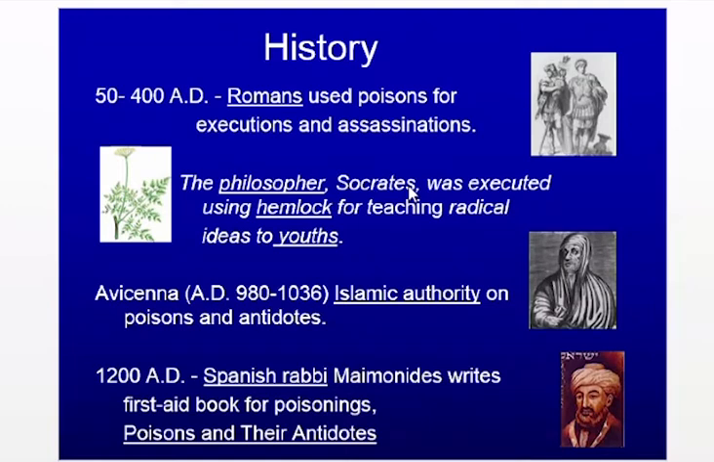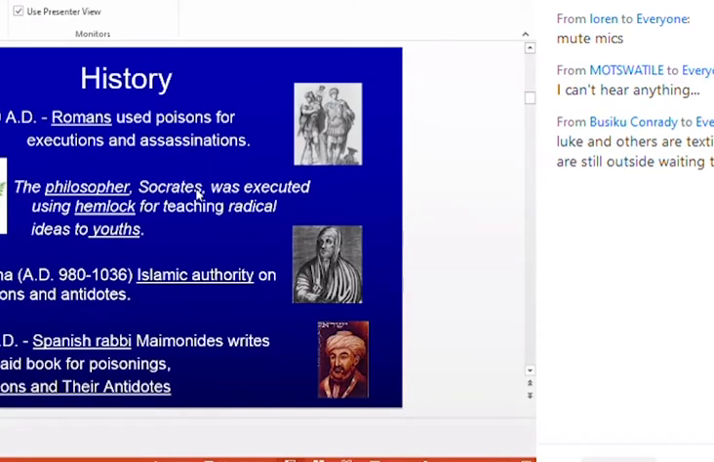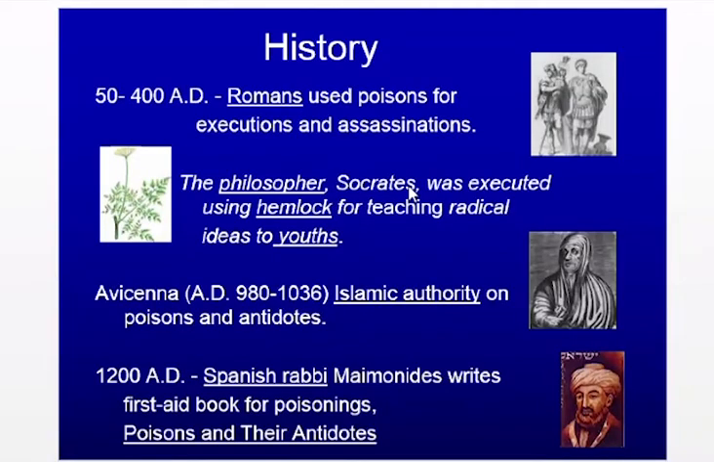The philosopher Socrates was executed using hemlock. This is because, as a philosopher, he influenced a lot of youths during his time. He was teaching radical ideas to the youths, and so the government was not happy with him. In those times, it was a hemlock plant that they used to execute him. So you can see that poisons have been used, and they had some remedies to neutralize the poisons. Poisons really have been there for a long, long time.